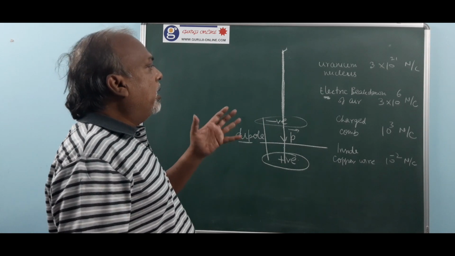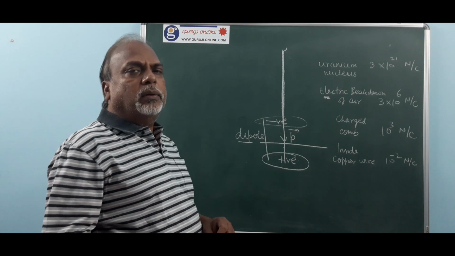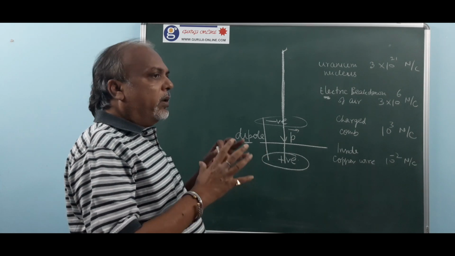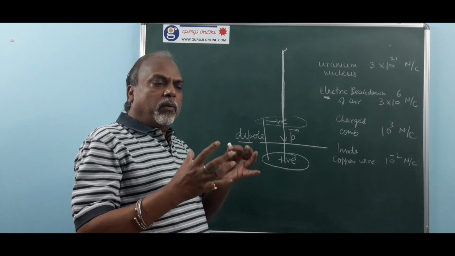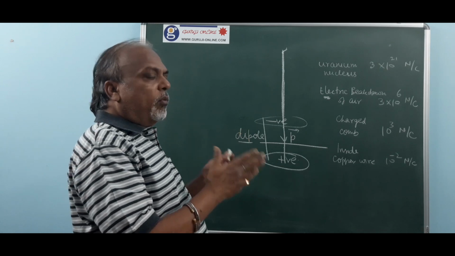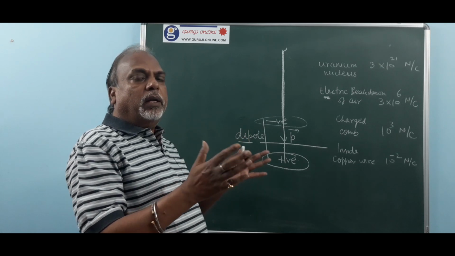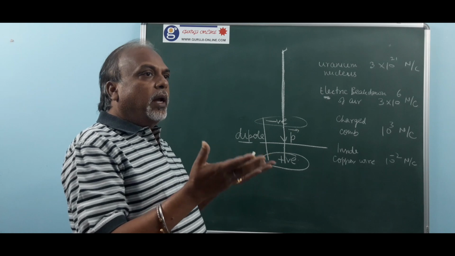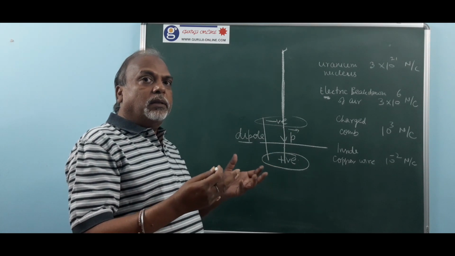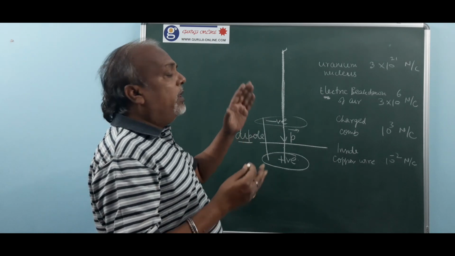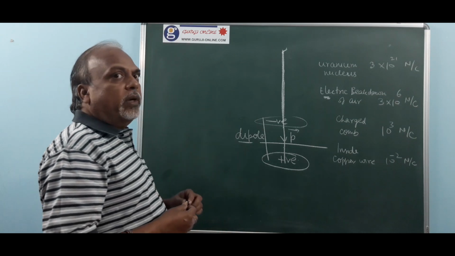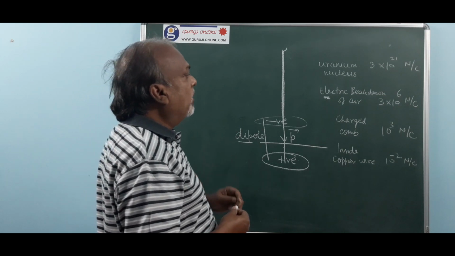Breakdown of air means these electrons, which are bound within the atom, just discharge, and they move from one atom to another like that. They start moving, leaving behind photons, light. This is what we learn, and that is in the form of lightning we see in the atmosphere during the rains.